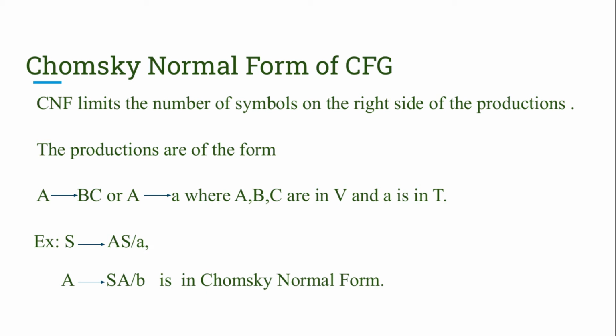Chomsky normal form of context-free grammar. Chomsky normal form limits the number of symbols on the right side of the production to a maximum of 2 symbols. Productions A to BC, where A, B, C are variables, and A to a, where small case a represents a terminal symbol, are in Chomsky normal form. For example, S to AS or A to SA or b, where A and S are variables and small case a and b are terminals, is in Chomsky normal form.